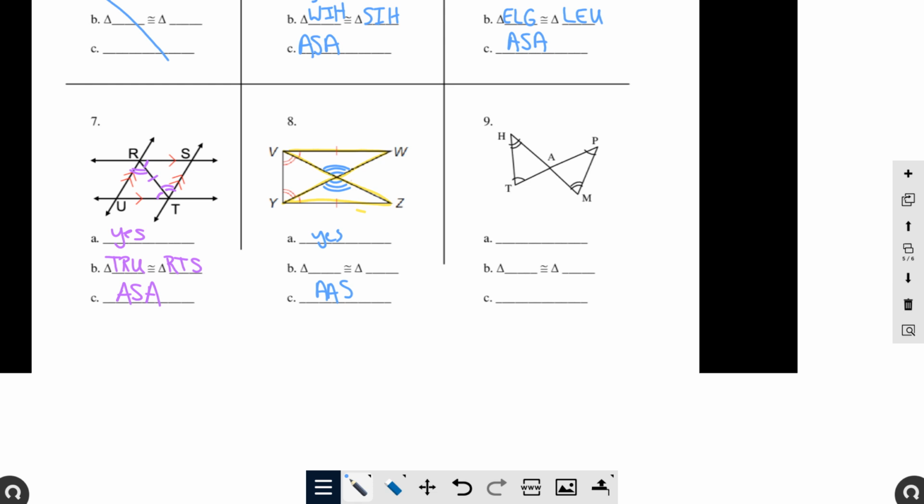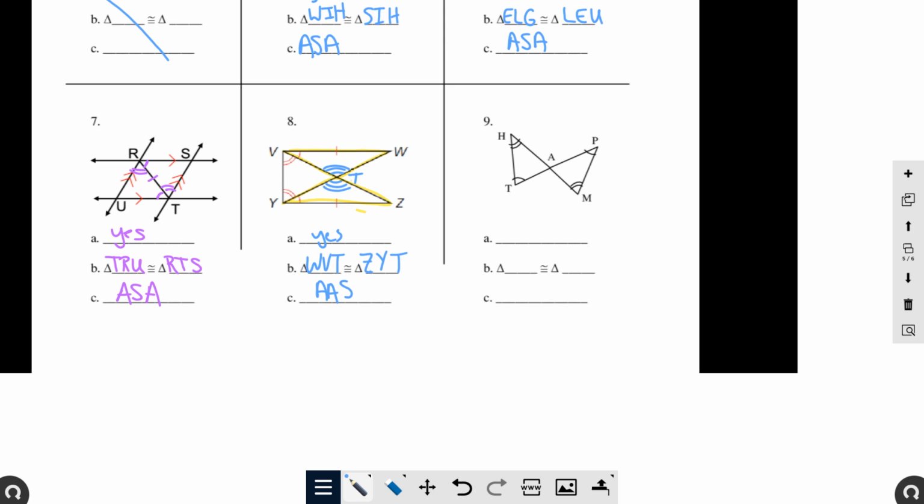So we could say WV, oops, we don't have a letter here in the middle. Let's plug in a T there. So WVT is congruent to ZYT. My Z went away. So I just added a letter there in the middle to show that those were congruent.